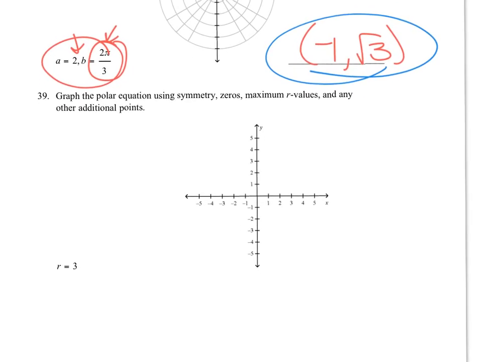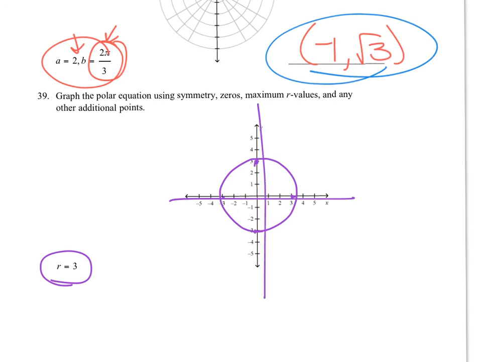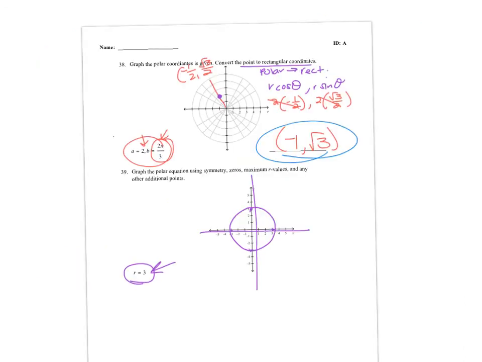39 says graph the polar equation using symmetry, zeros, maximum r values, and any other additional points. So hopefully this is an easy one because r equals 3 is just a circle with a radius of 3. So I'd go up, down, left, right, in all directions 3. There's symmetry to the polar axis, the pi over 2, and the origin on this one, but you don't need it. You only need to know that that's a circle. All right. So the 38, the answer in the answer key is wrong. So make sure you make a note of that.